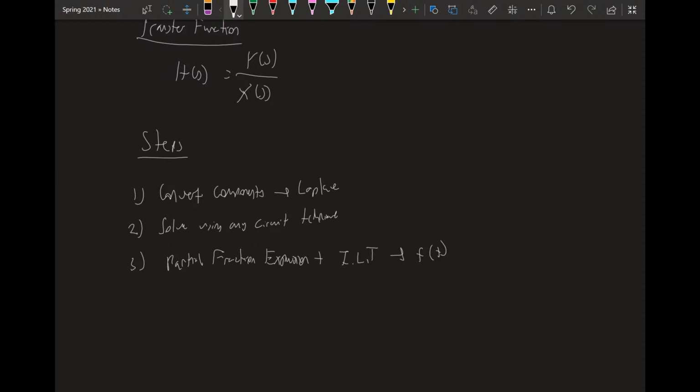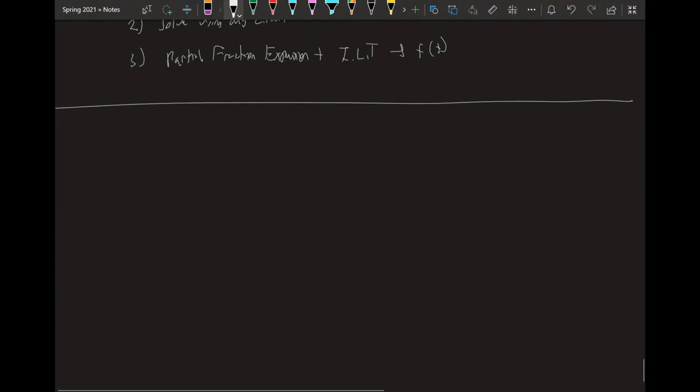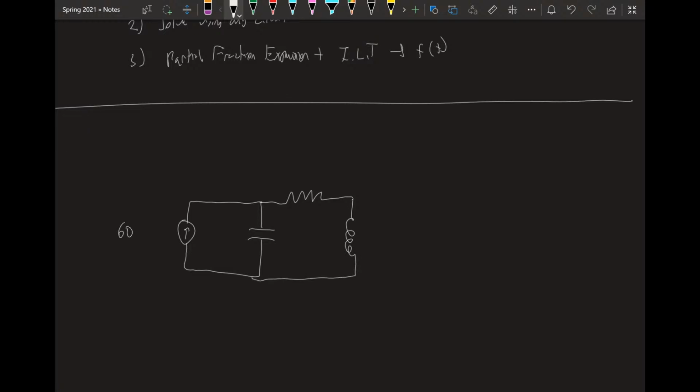So yeah, let's do a quick example. Let's find a circuit that looks like this. One millifarad, which is enormous, by the way, 35 ohms, 250 millihenries. And we want to solve for this voltage. So let's convert to Laplace.